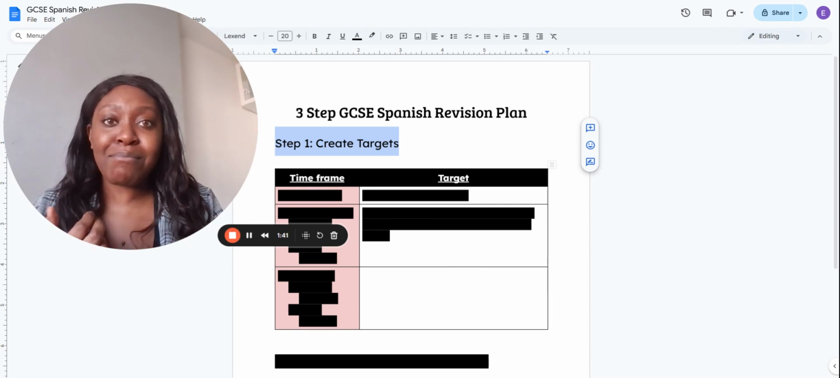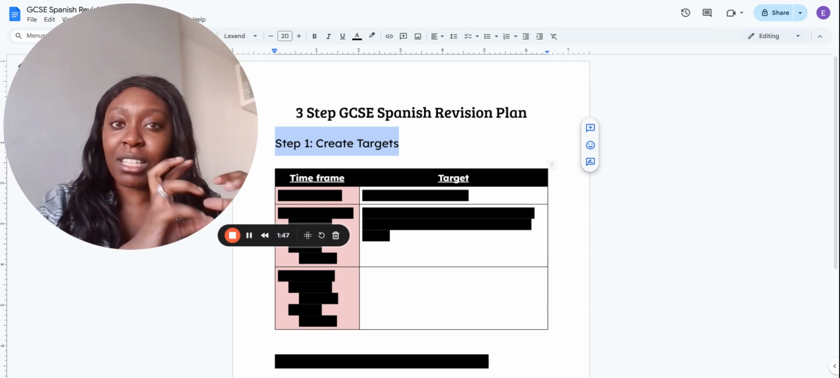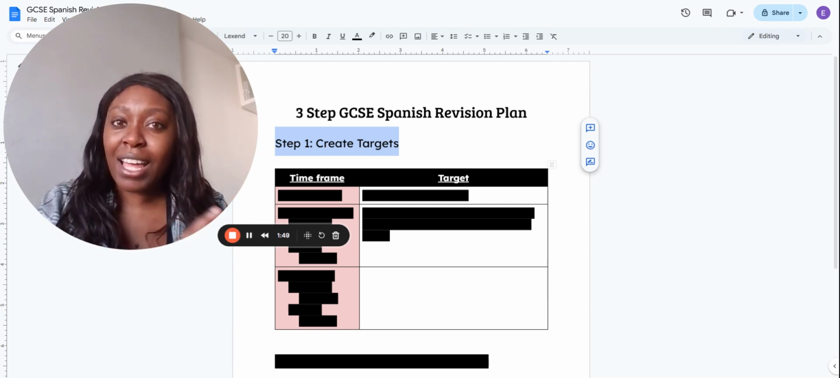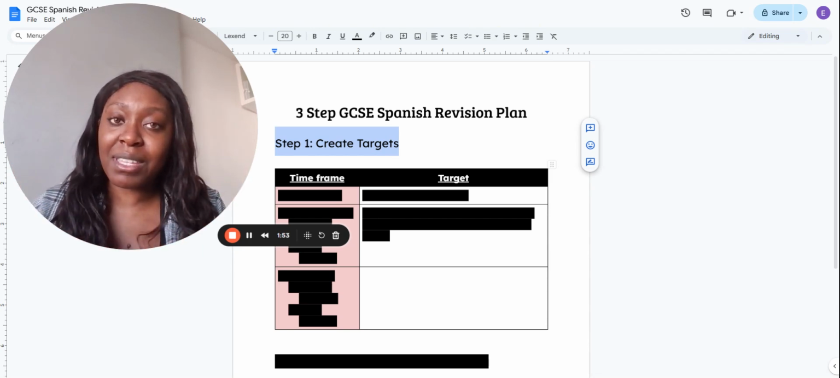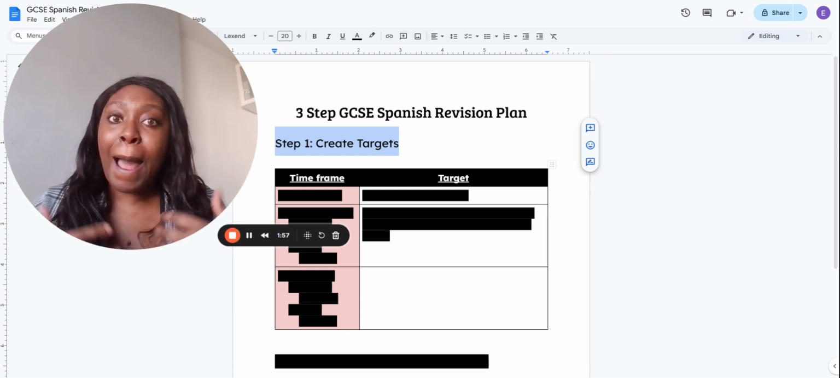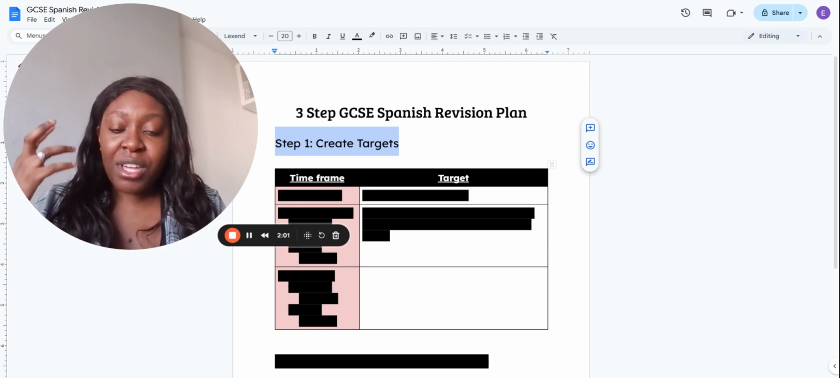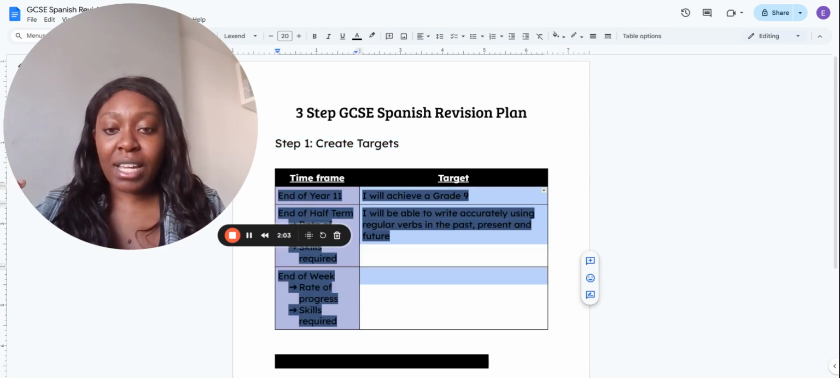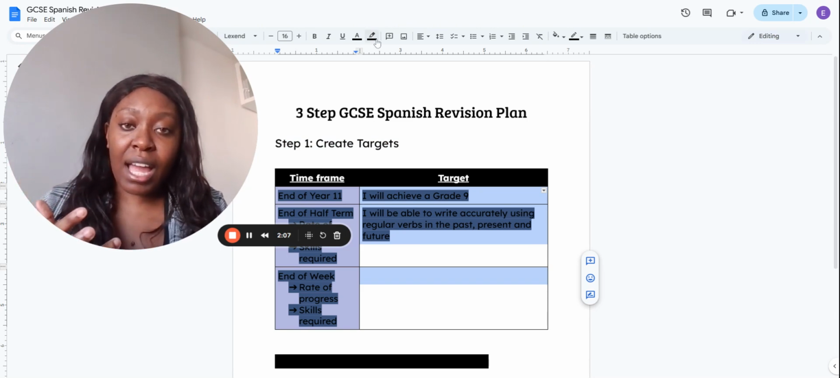So they get their marks at the end of year 10, and then the ones they get in year 11, and that's the only time that they know whether they're really on track. I'm here to tell you that you don't actually need to do that, and we shouldn't be doing that, because then students get caught off guard and panic revise. We don't want that. So there are 2 things you want to think about when it comes to a target: the time frame, and then the actual target.